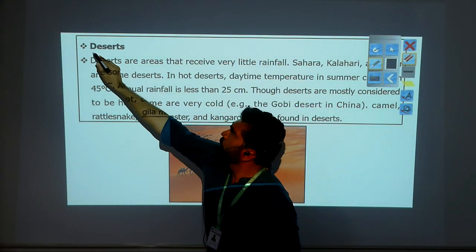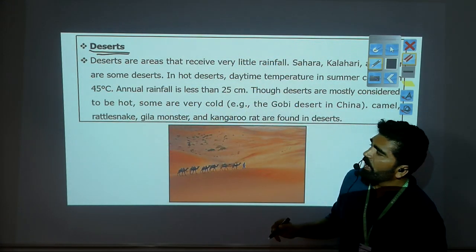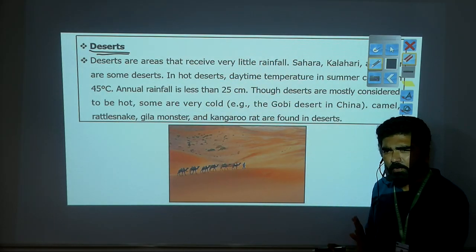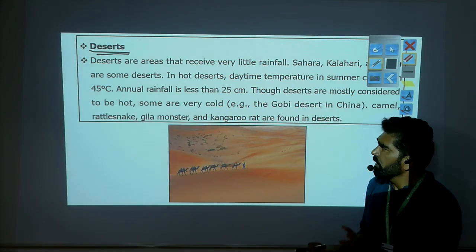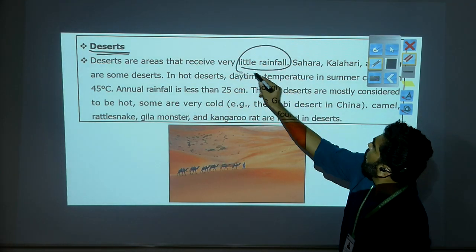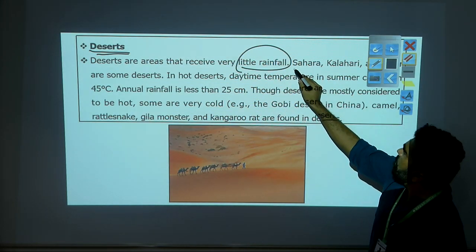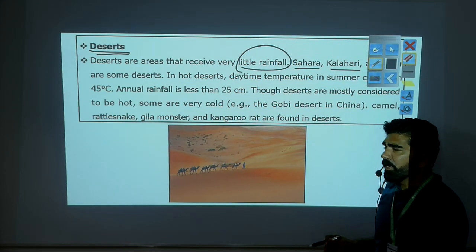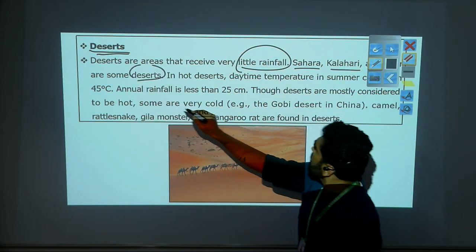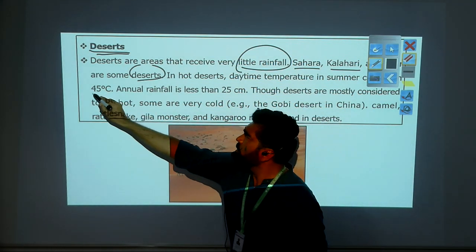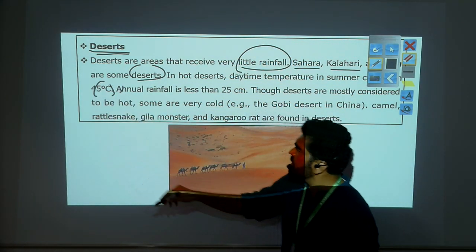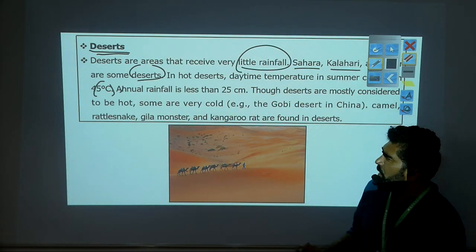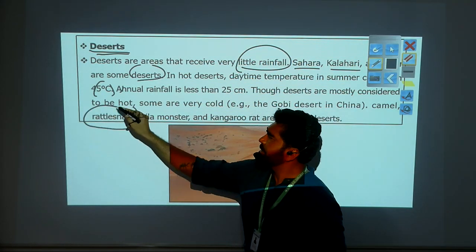Let us see the next one. The deserts, as we know, have a very small amount of rainfall, especially the Sahara and the Kalahari. These are some known deserts on this earth, and their temperature is around 45 degrees Celsius. The animals found over there include a special snake, the rattlesnake.